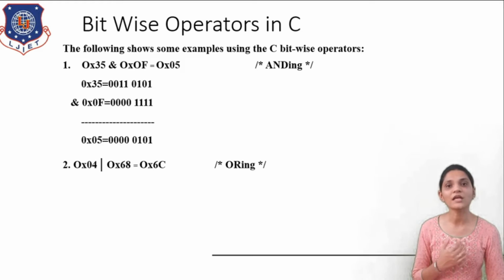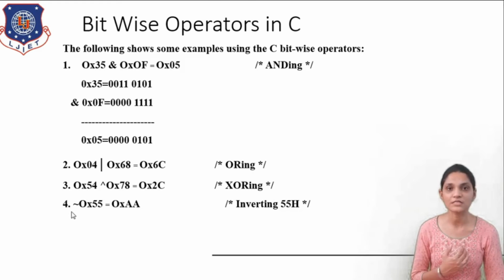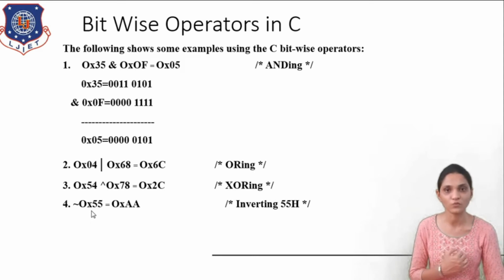Similarly, you can do ORing, XORing, all the operations. For example, if you have the ORing, then you have to use this operator. So your result will be like, if your data is 0x04 and 0x68, then your result will be 0x6C if you do the ORing operation. Similarly, this is for the XORing operation, and if you do the NOT operation, then it will interchange the ones and zeros. In place of 1 it will put 0, in place of 0 it will put 1. So in this way you can use these bitwise operators with C.